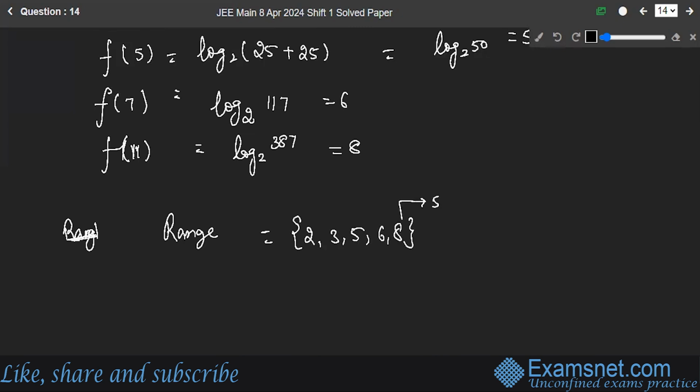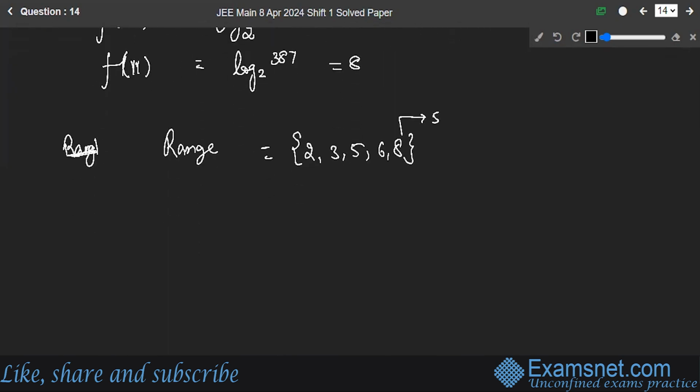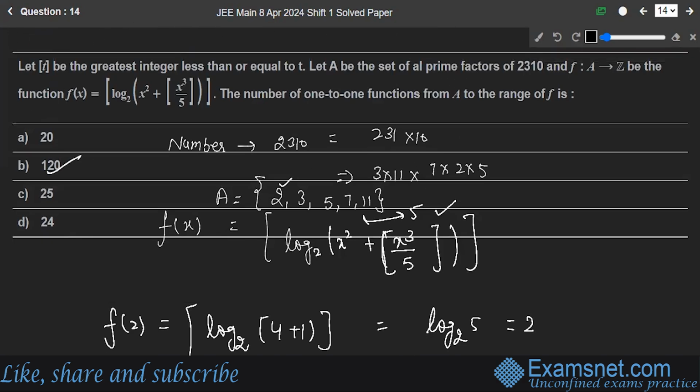So this is having 5 elements, and A also was having 5 elements. Therefore, the number of one-to-one functions will be 5 factorial. The number of one-to-one functions will be 120. So this is the answer to the question, option B. Hope you understood. Let's move to the next.